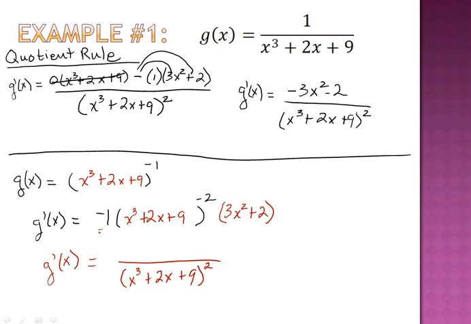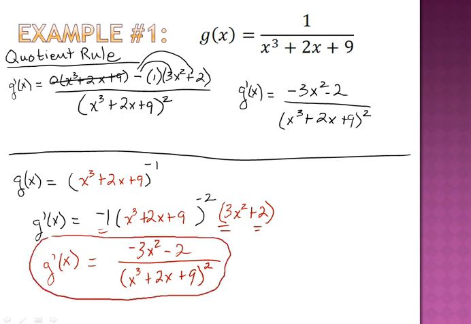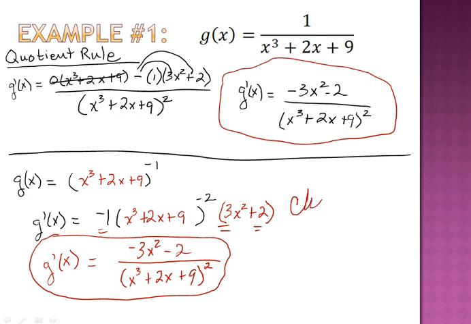And my negative 1 is going to distribute into the polynomial left on the top. So I get negative 3x squared minus 2 on the top, all over x cubed plus 2x plus 9 quantity squared. And my derivative is exactly like the derivative I got by using the quotient rule. So quotient rule, chain rule, which is better? You decide.